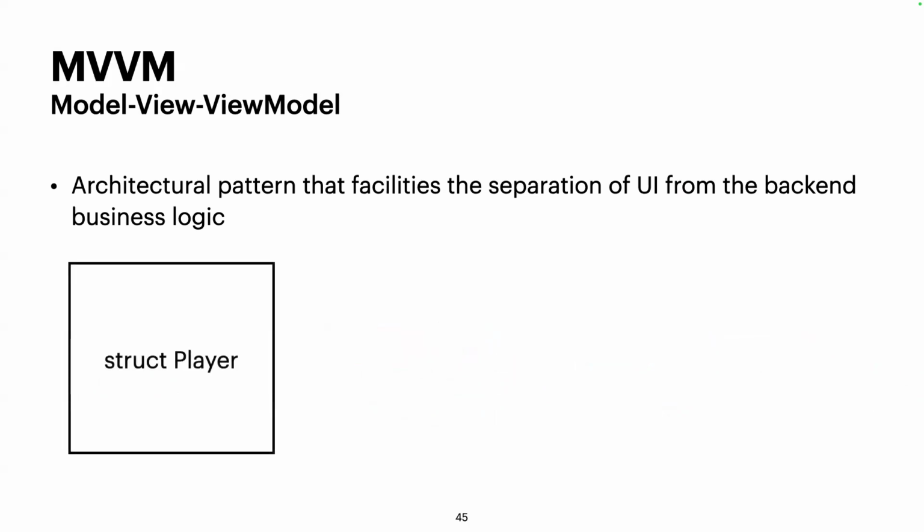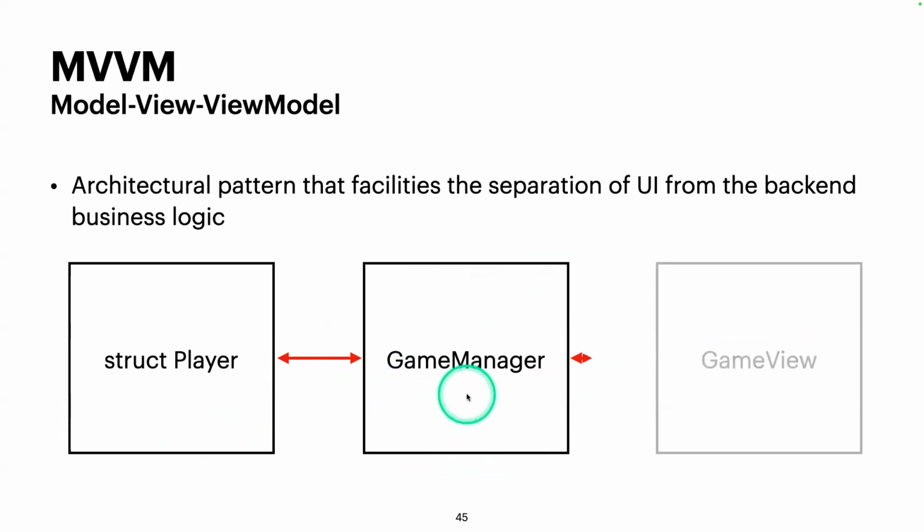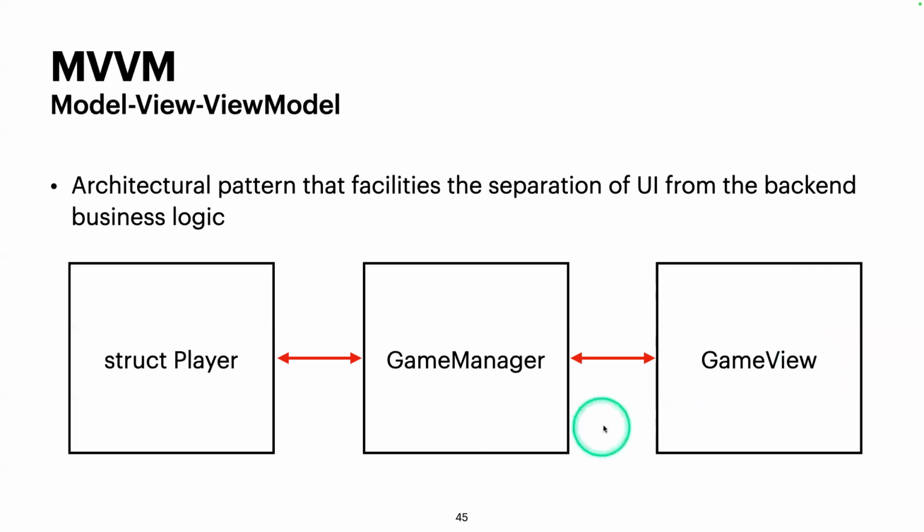So again, for example, we have a struct Player, and then the view model is our game manager that contains our player instances, and we create functions within our game manager that are exposed to the game view. For example, when I click the attack button, I call gameManager.attack with those two players, and it will do the computation within the game manager itself. So again, we have a separation of logic here.